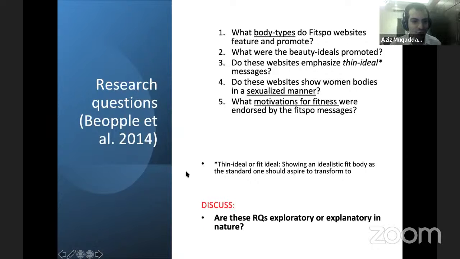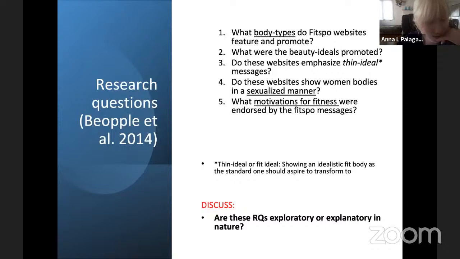Questions for you guys. Looking at these questions, try to be careful with your answer. Are these research questions exploratory or explanatory in nature? I think they're exploratory because they're not looking at a relationship. They're just asking. It requires just collecting data. Yeah, there is no relationship.